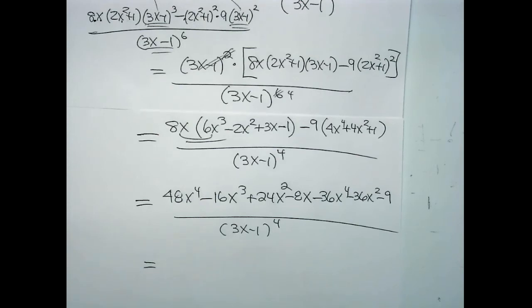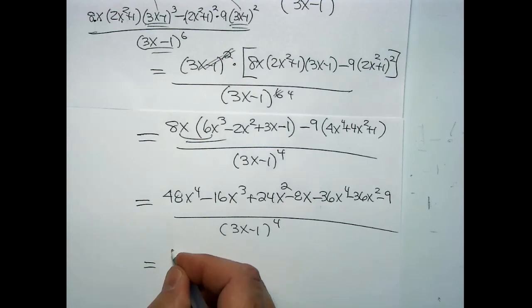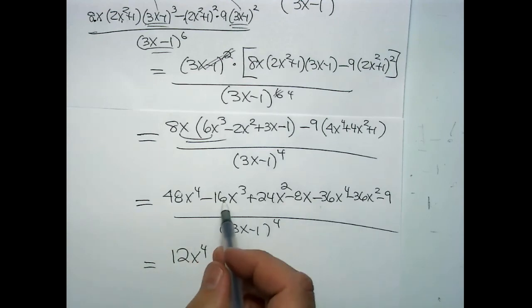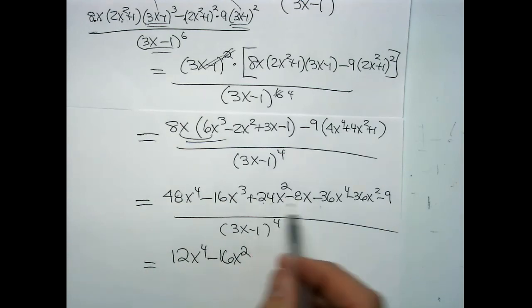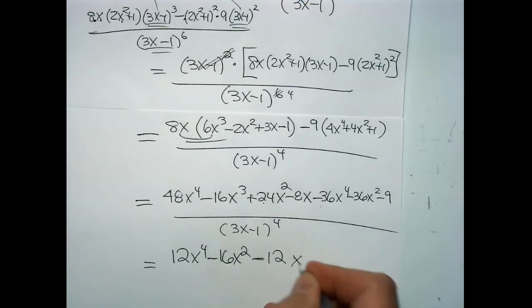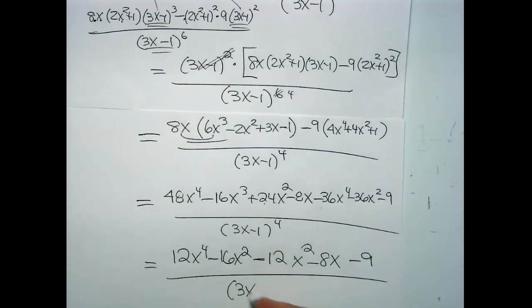How many x to the 4th do we really have? It looks like there's only 12 left. How many x cubes do we have? Well, those are the only x cubes I've got. How many x squareds do I have? 24, but I take 36 of them away. How many x's do I have? And how many numbers? So I think that's as far as we can go with this here.